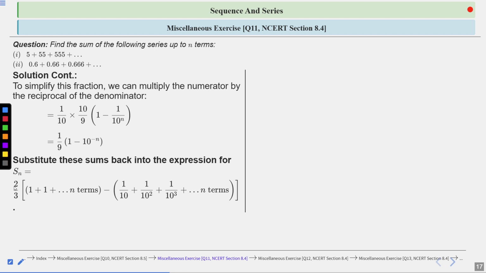1 plus 1 plus 1 up to n terms minus 1 by 10 plus 1 by 10 square plus 1 by 10 cube up to n terms, right? So Sn will be equal to 2 by 3 into n minus 1 by 9 into 1 minus 10 to the power minus n, right?